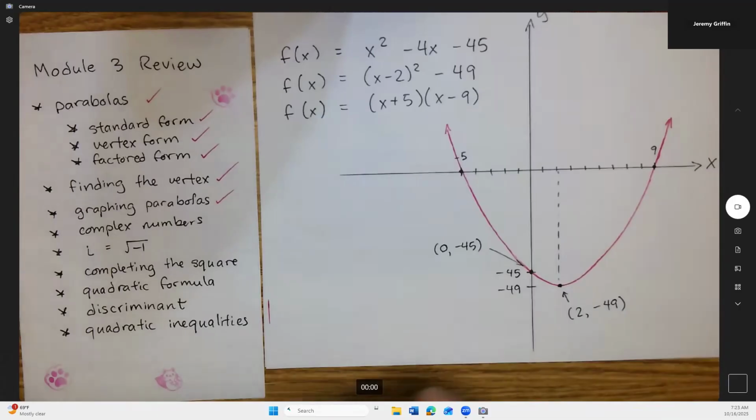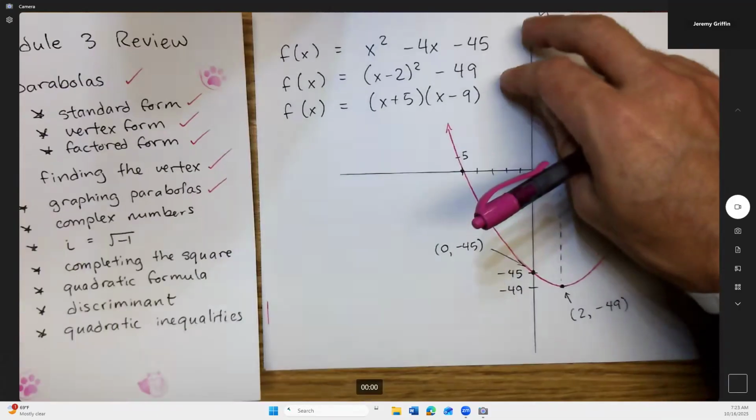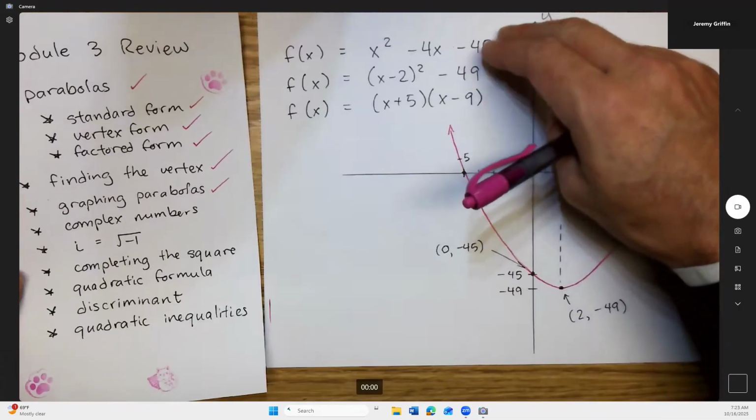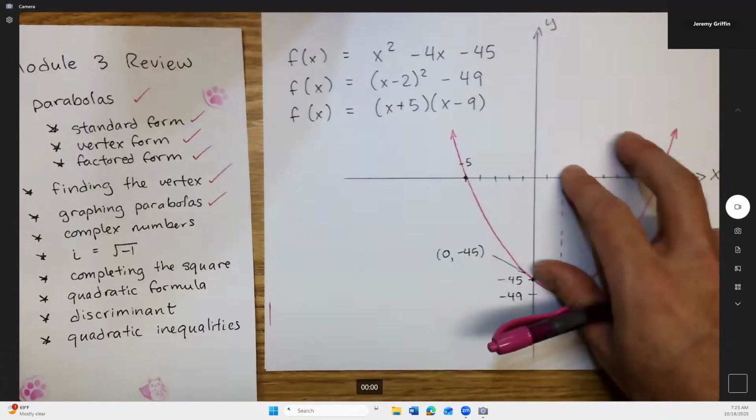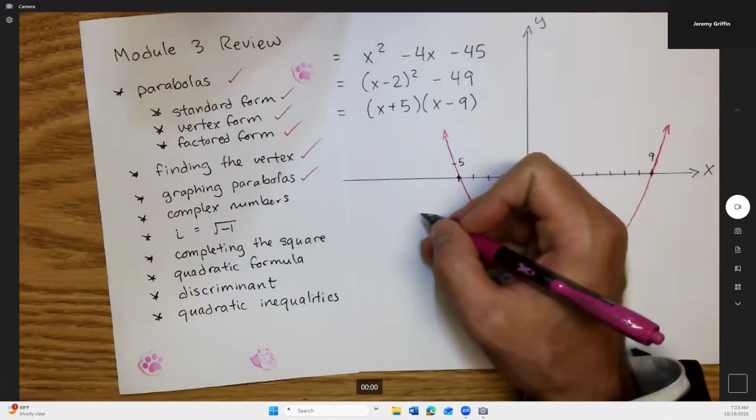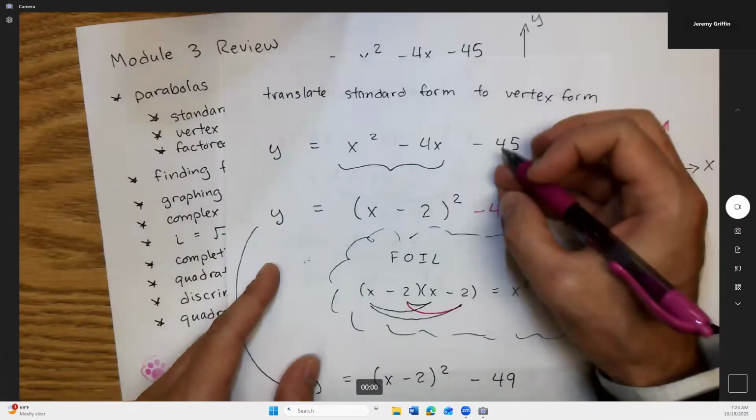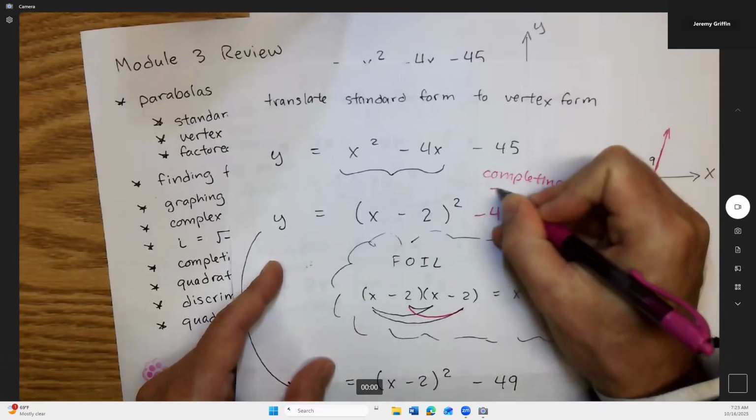So should you have to go from standard to factored and back, and standard to vertex and back, you can navigate your way back and forth among all of these. And in doing so, remember what I just showed you here, and I'll spell this out. This is called completing the square.